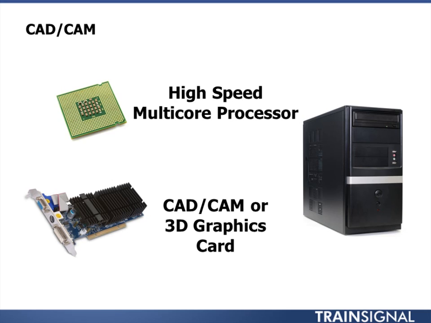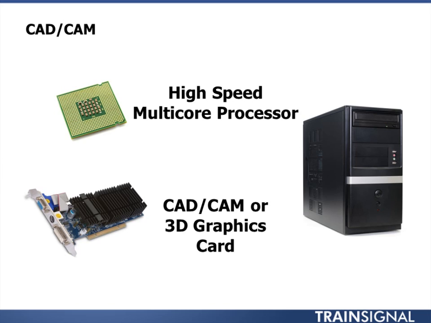So if we start out with a CAD or CAM type workstation, so something that's real graphical design, that's the need that's there. We take this system, and what are the requirements? Well, in order to do high-end graphic design, we need to have a high-speed and preferably multi-core processor. The bottom line is you need a lot of processing power.